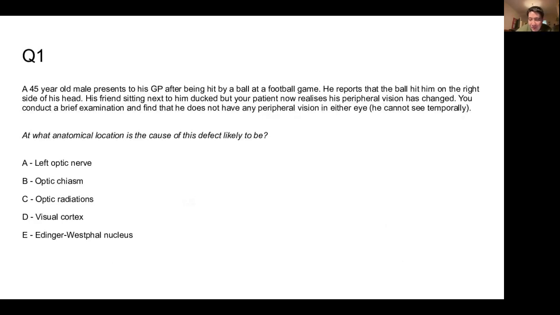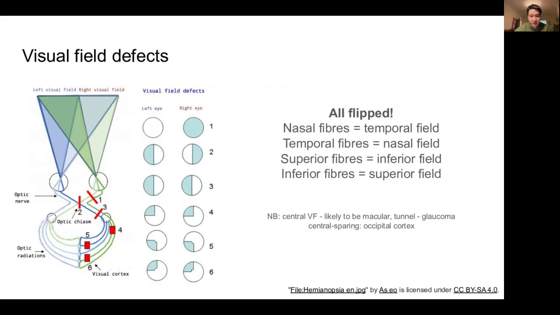Smashing stuff. So we've got a few votes for optic chiasm and a few votes for optic radiations. So the answer is optic chiasm. The question's worded a bit weirdly, but in the last line where it says, and find that he does not have any peripheral vision in either eye, you'll be thinking about bitemporal hemianopia.